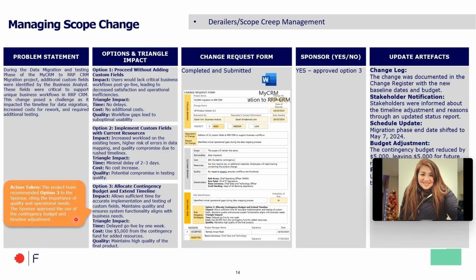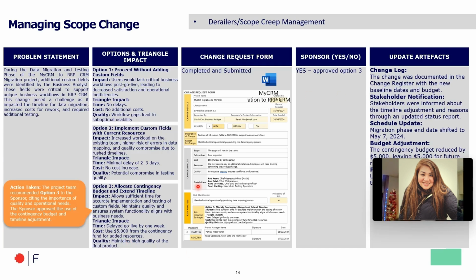Now, let's move on to how we actually manage any scope change. So we have a problem statement. I presented three options to the sponsors. Option three was approved, which involved allocating the contingency budget and extending the timeline. And this was recommended as the best approach to ensure high quality, proper testing.